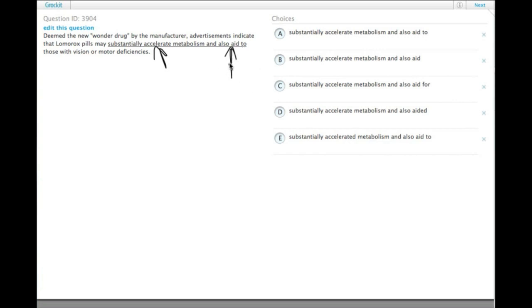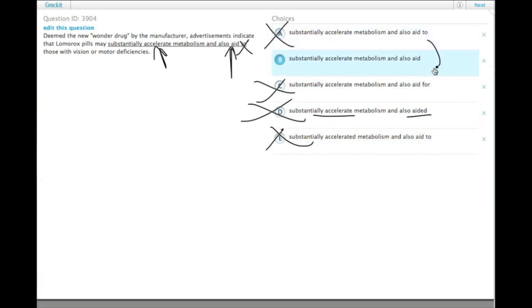So we don't want to in our sentence. That gets rid of A and E. And again, aid for, we don't need for with the verb. So that leaves substantially accelerate metabolism and also aid those, or substantially accelerate metabolism and also aided. Well, accelerate is in the present tense. We want aid to be in the present tense, not the past. We eliminate D and select B.